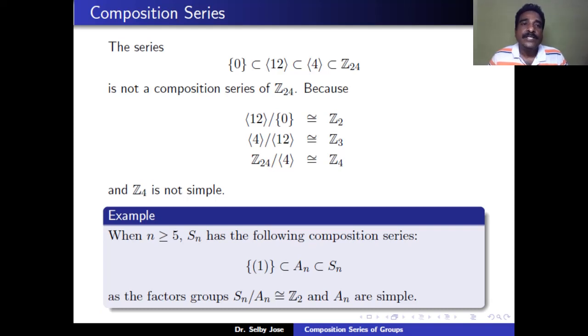So therefore 0 contained in the cyclic subgroup generated by 12, contained in the cyclic subgroup generated by 4, which is contained in Z24, is not a composition series of Z24. But we can see another example which is useful for us in the later stage.